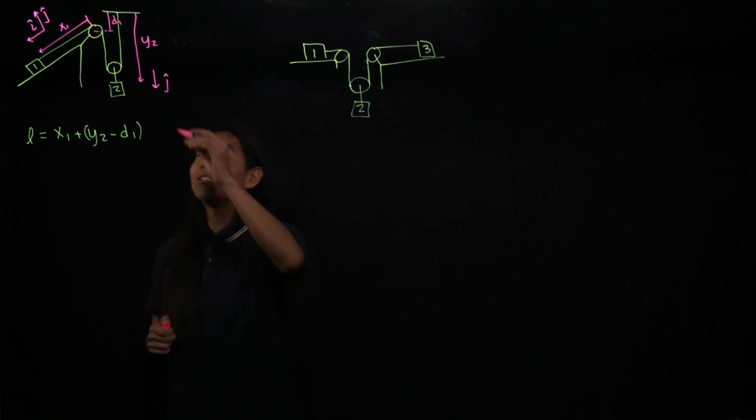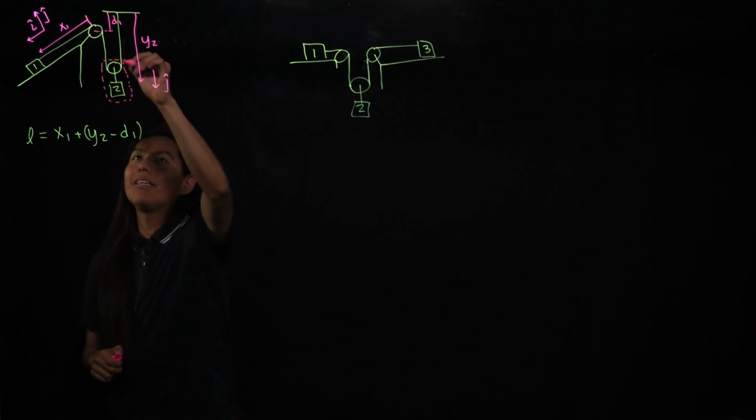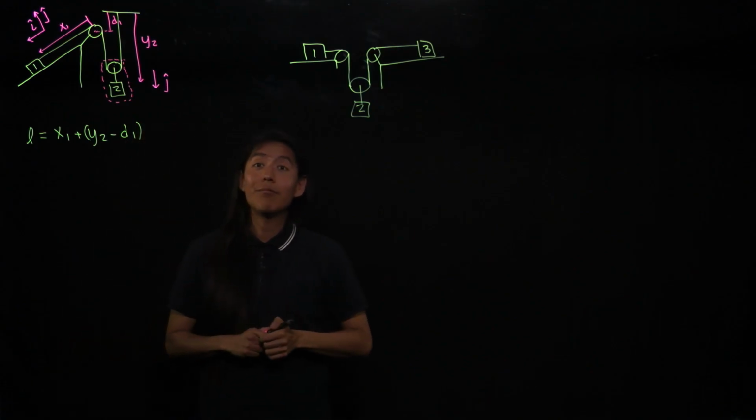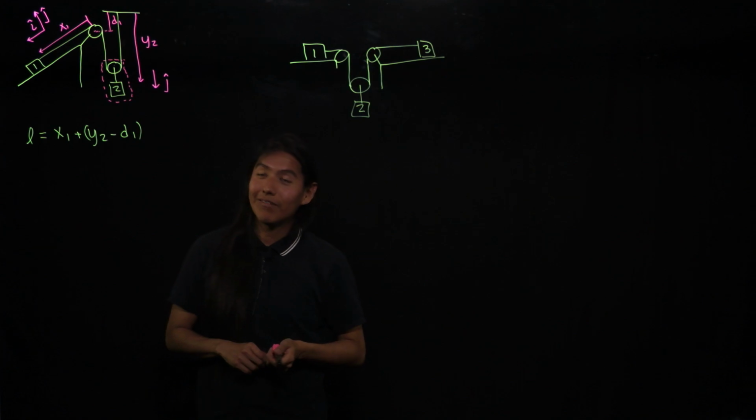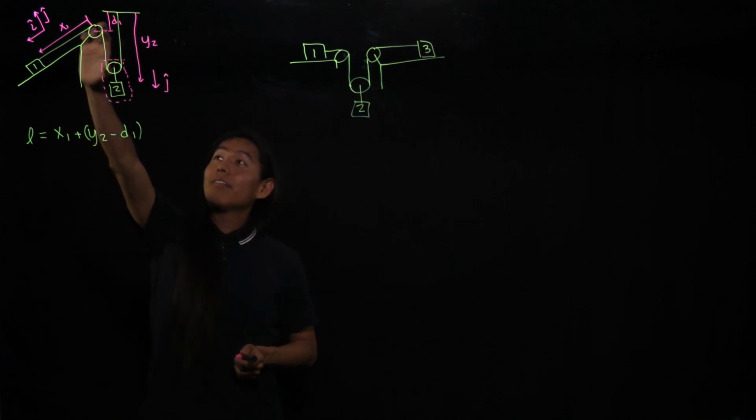So we can treat this particular cluster of objects as just m2. Again, we can do that because the length between them is constant. That means they always have to have the same acceleration. So that takes care of this length here in the problem.